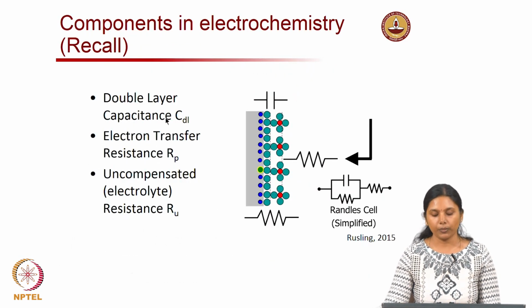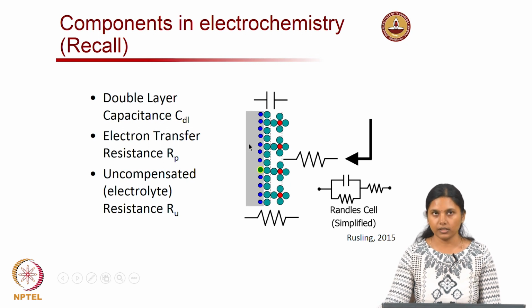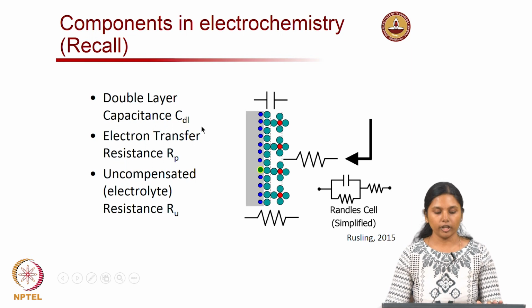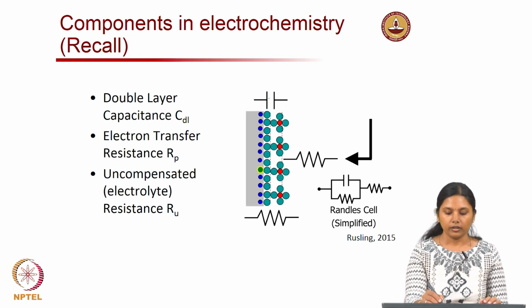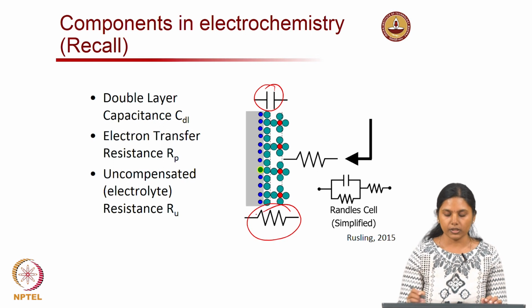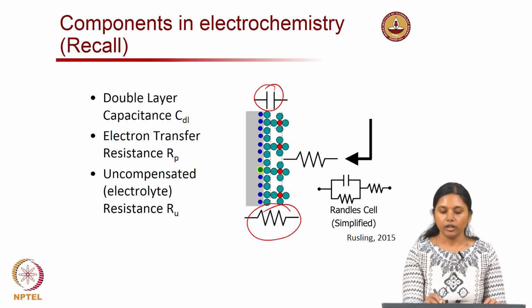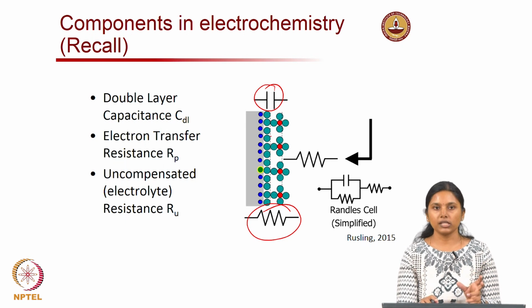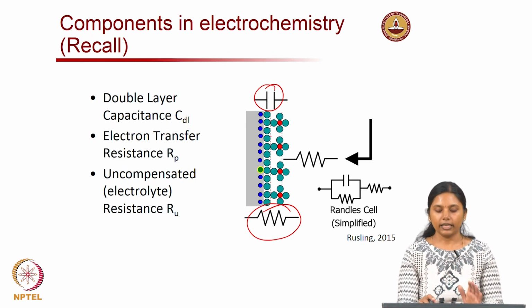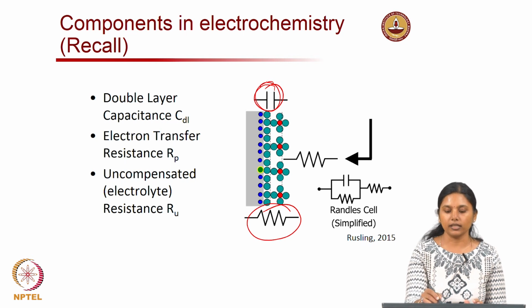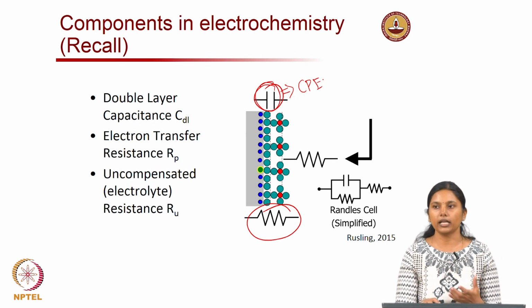So, the components can be represented as the metal, and then the electrical double layer, which is represented by a capacitance and resistance in parallel, and then we have a solution resistance. This and this together form the electrical double layer. Here you can see that the diffuse layer is not a fixed layer. So, this capacitance is not ideal in nature and can be represented as a constant phase element. That means it is not ideal in nature.